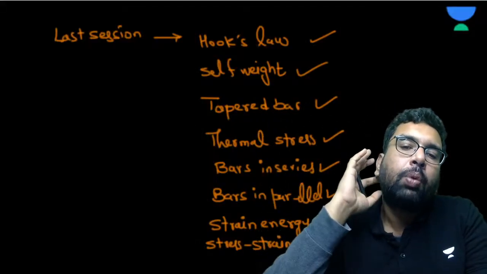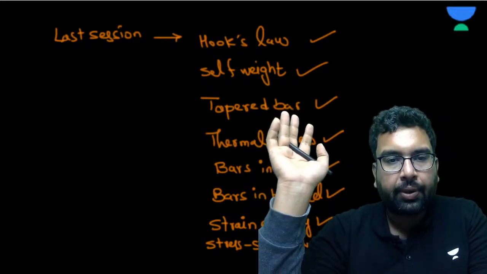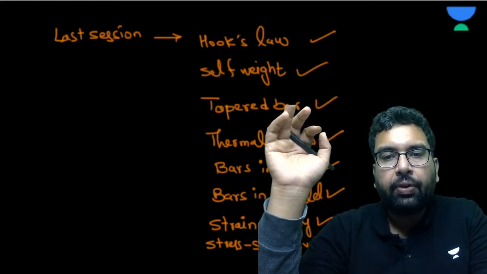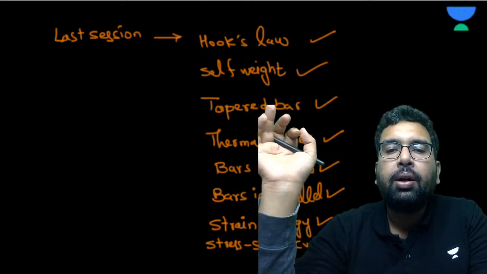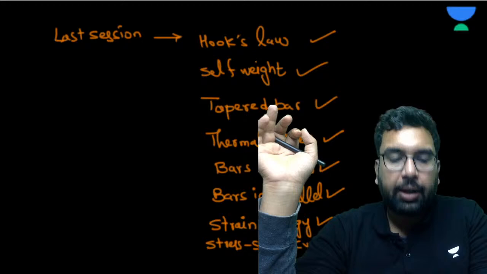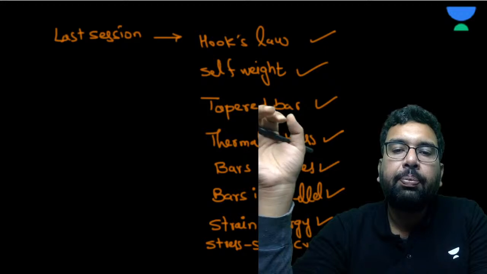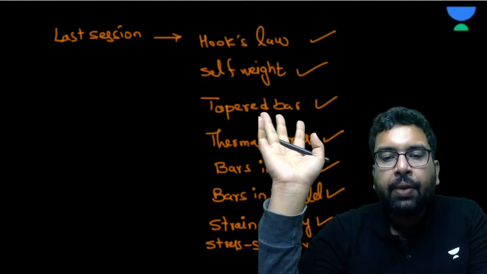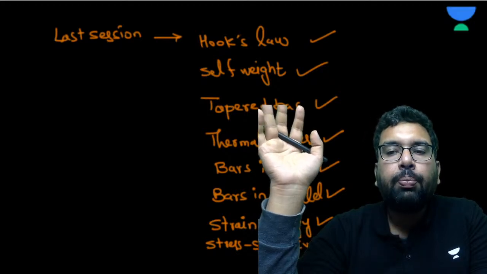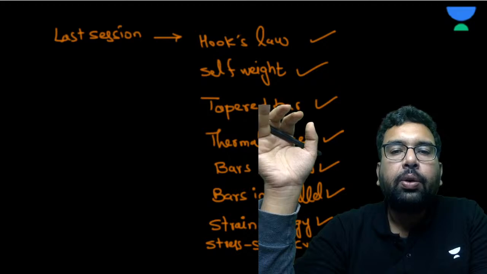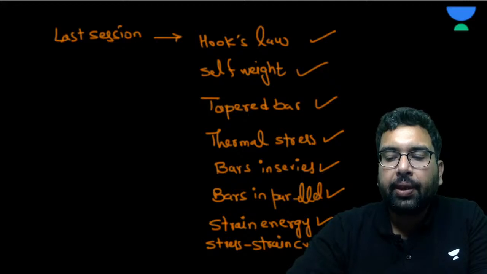In the properties of solids, in the previous sessions we have completed all these things. What have we completed, sir? We have completed Hooke's law, self-weight, the tapered bar, thermal stresses, bars in series, bars in parallel, strain energy, and the stress-strain curve. If you want to learn all these topics, you can refer to the videos on this channel. You will see that we have completed all these things previously.